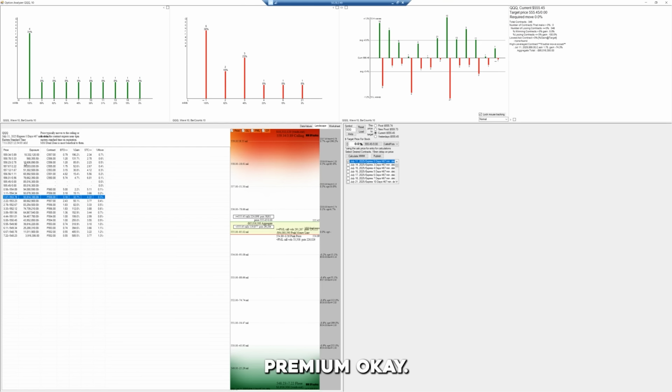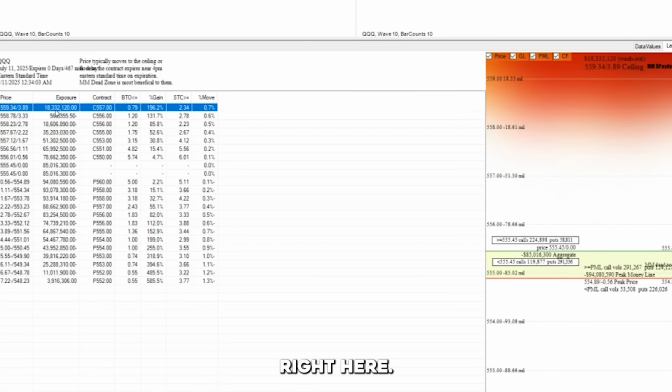Selling premium. And then we have the positive exposure. You see the number for positive exposure right here: 18,330,120 dollars. So what is that? That is the positive exposure, and that is the ceiling. That is where the market makers want to go.